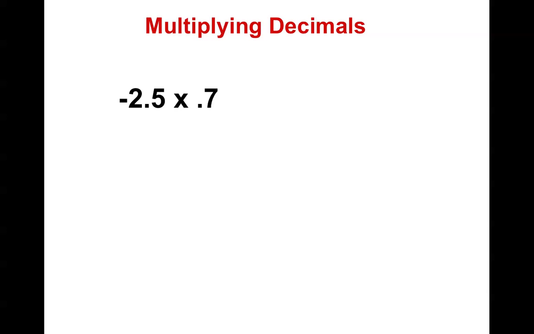So what if I have a positive and a negative here? Well, the same rules apply from chapter number 1. A negative times a positive will get me a negative answer. Now I just need to multiply these.